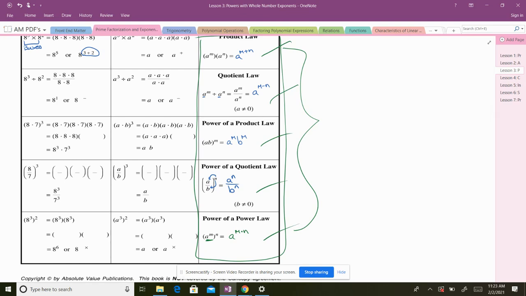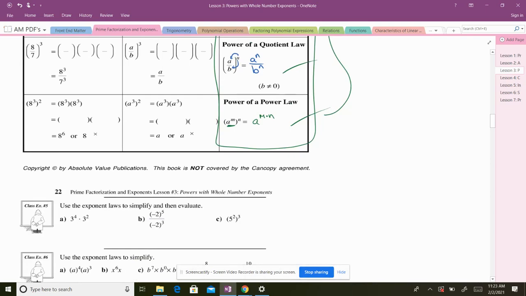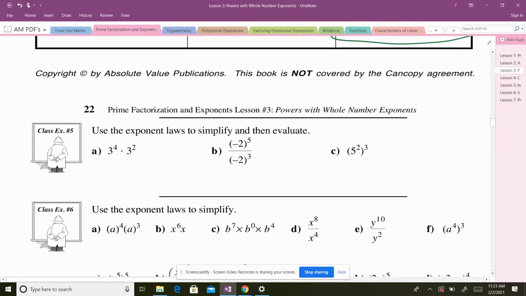All right, let's practice this. Next page. Here we go. You know what? I'm going to write them on the board.